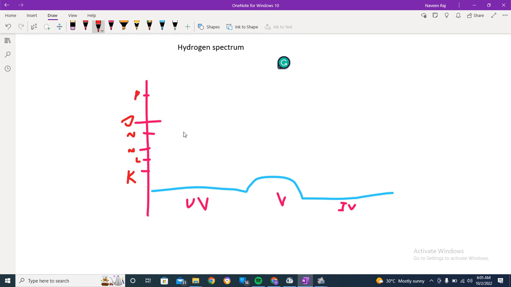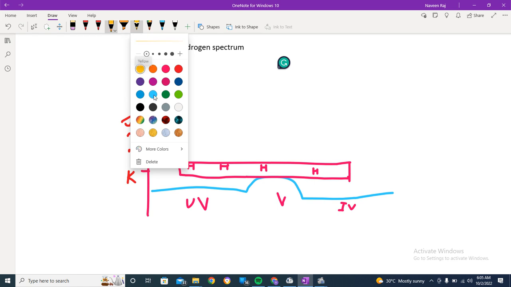We have got the ground state of hydrogen. This is the ground state of hydrogen. These hydrogen atoms are there in the ground state. So what will happen is, when the energy is given, let me draw some sort of fire down below it.